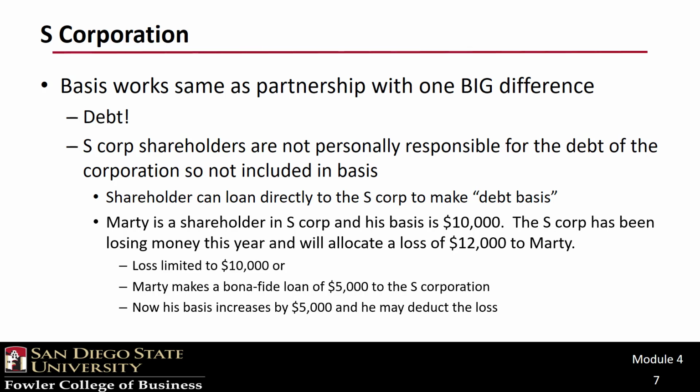There is one way in which debts can be included in basis, and that is where the S corporation shareholder loans money directly to the S corp. That amount is included in basis, but categorized as debt basis, which is accounted for separately from stock basis, which you can think of as all the other basis. So if Marty is an S corp shareholder and his basis is less than the loss being allocated to him by the S corp, if Marty wants to be able to deduct the entire loss, one of the steps he could take is to loan money to the S corp and therefore create additional basis and make the loss eligible for deduction.